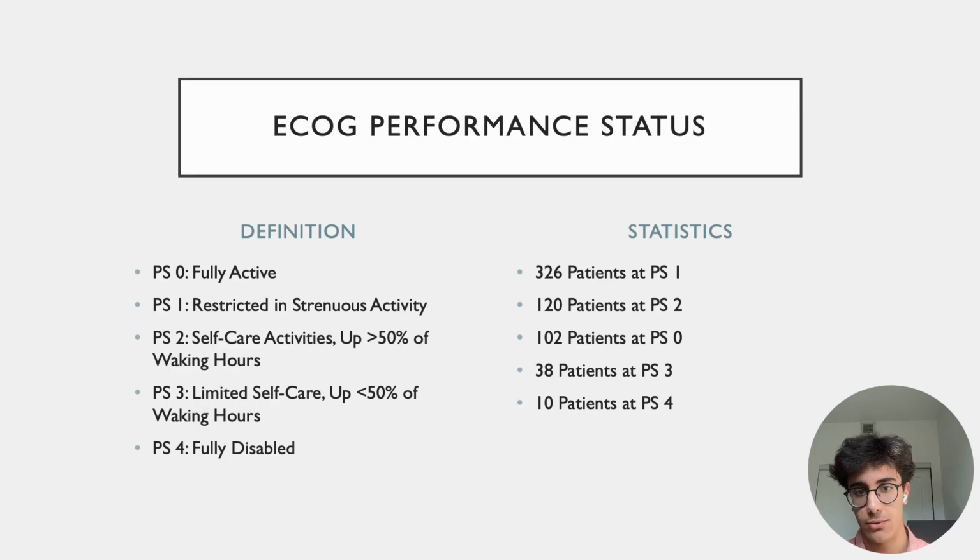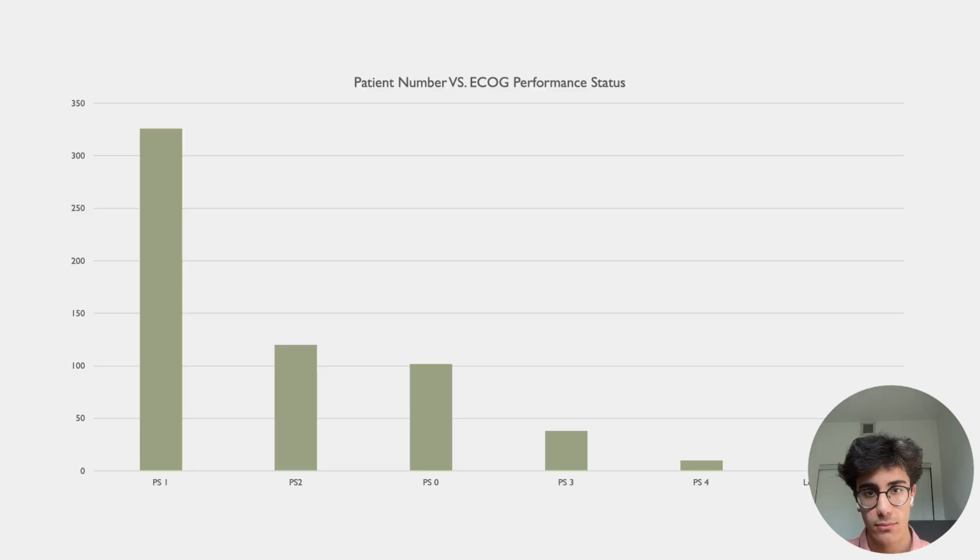Now, going through the stats of our own data, more than 50% of our patients were only restricted in their strenuous activities. 120 patients had a score of 2, and 102 patients were fully active. 38 patients achieved a score of 3, and 10 patients out of 616 patients were fully disabled. Now, just visually reinforcing what I've already said, PS1 dominates, and then there are small numbers at PS3 and PS4.